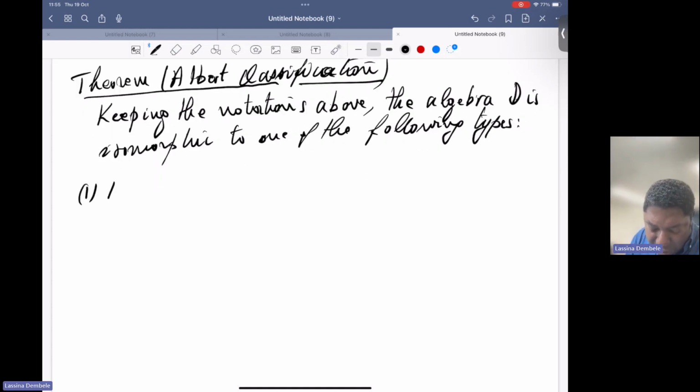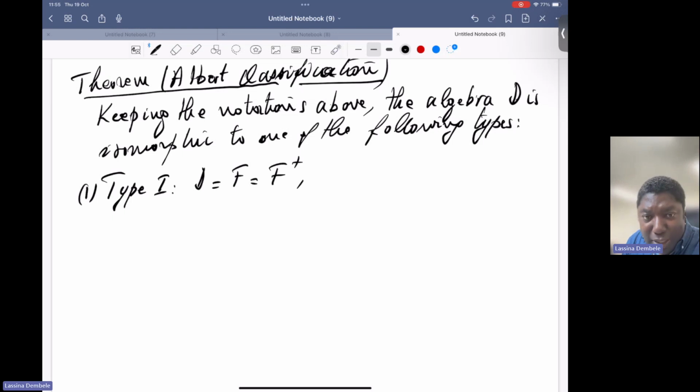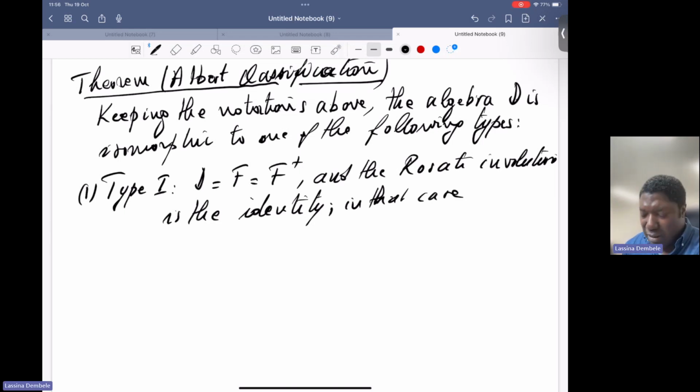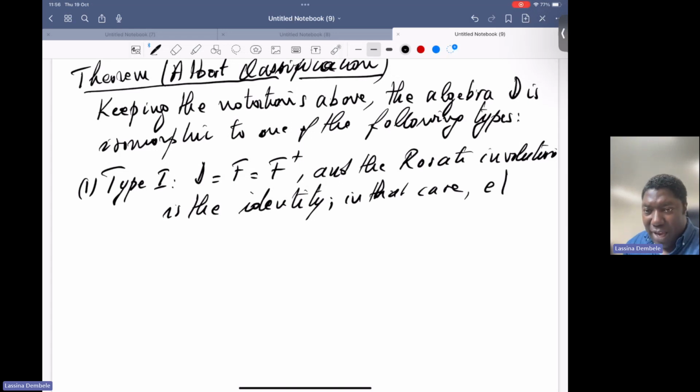Type 1. In that case, your division algebra is simply equal to its center, which is equal to F dagger. And in that case, the Rosati involution would just be the identity. And so in that case, the degree of F will divide g. So that's the first case.